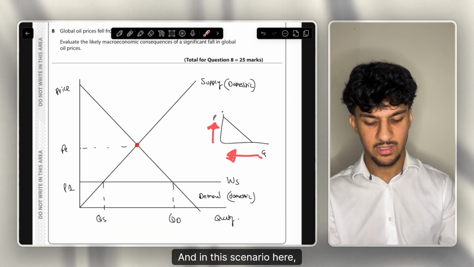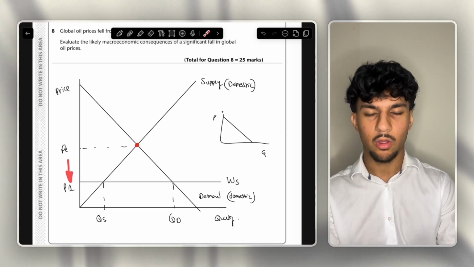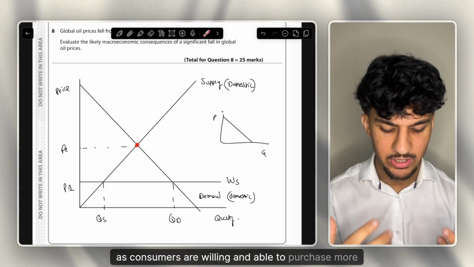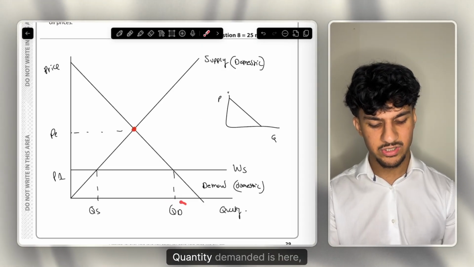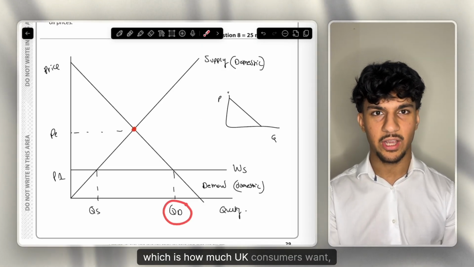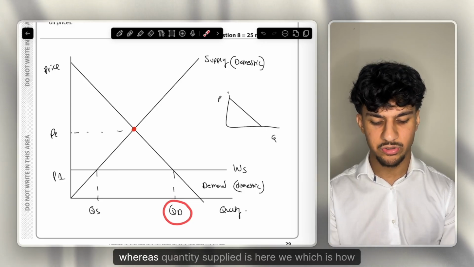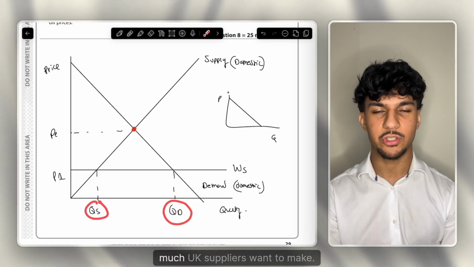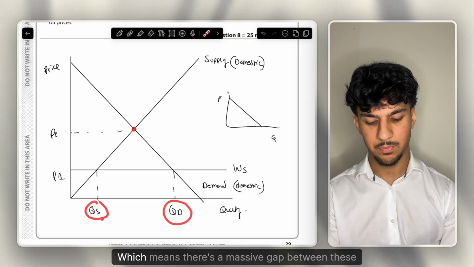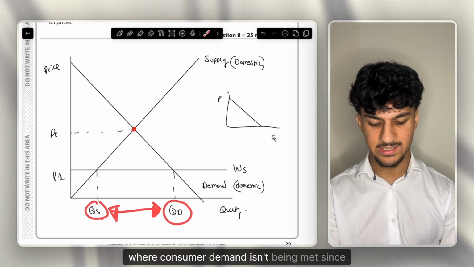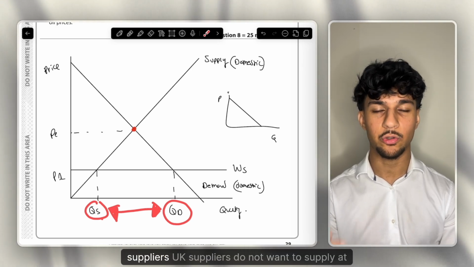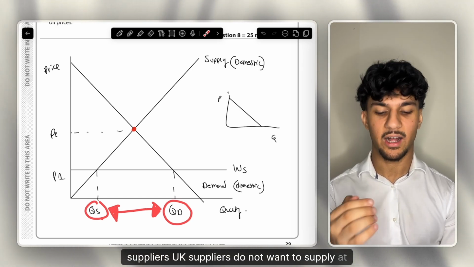And in this scenario here, the price has decreased massively, as consumers are willing and able to purchase more at these lower prices. But now we have a bit of a predicament. Quantity demanded is here, which is how much UK consumers want, whereas quantity supplied is here, which is how much UK suppliers want to make, which means there's a massive gap between these where consumer demand isn't being met, since UK suppliers do not want to supply at this low price.